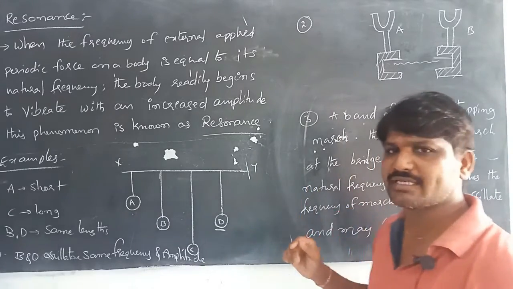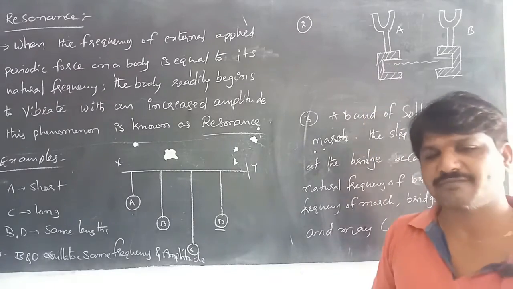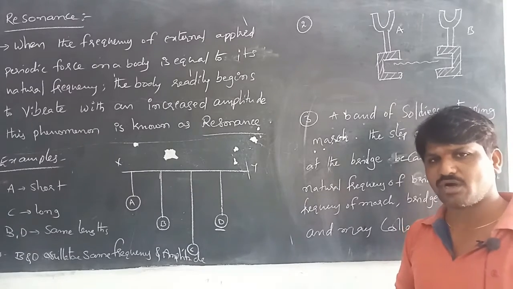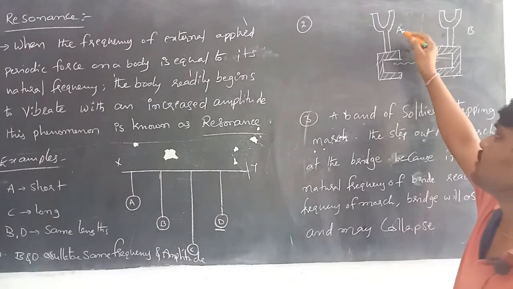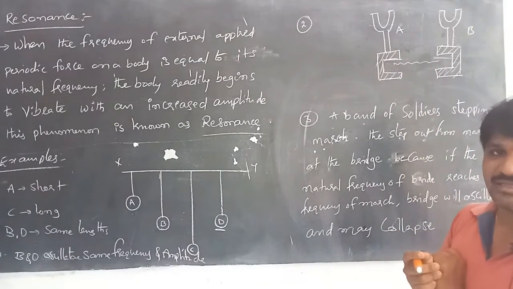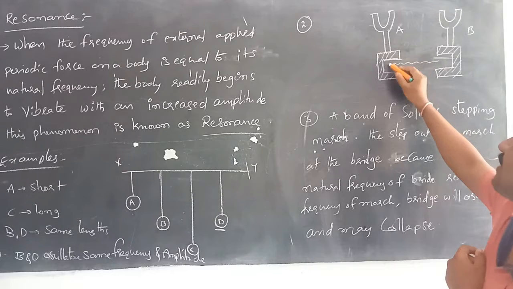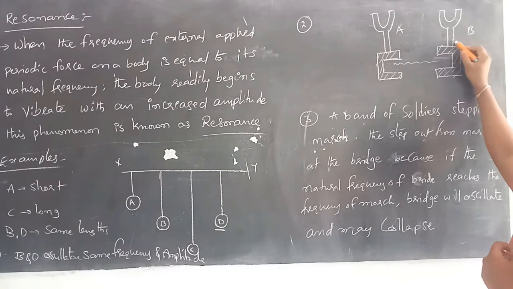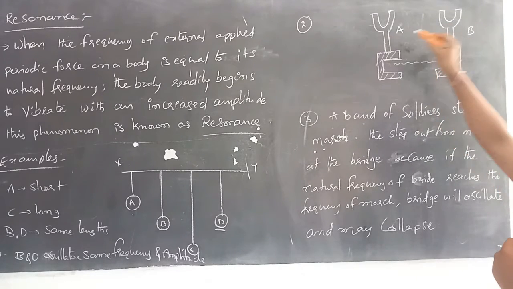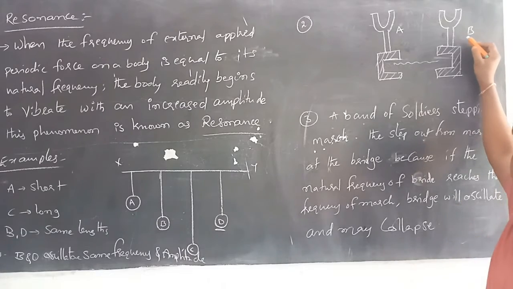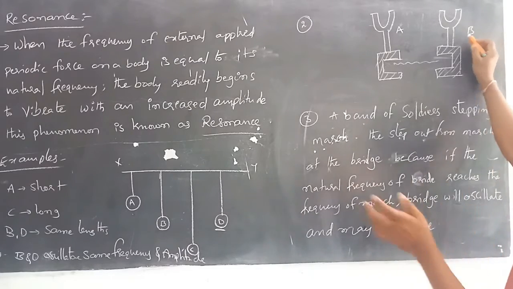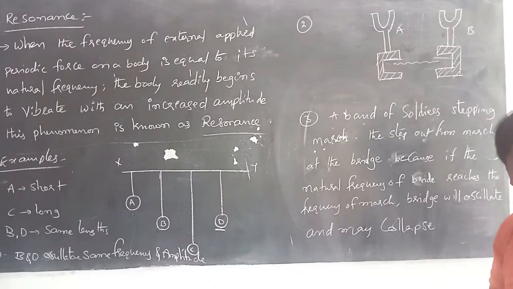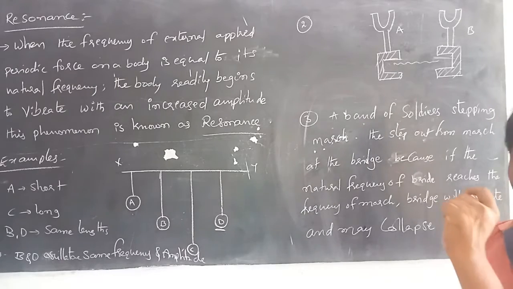Another example is when we take two tuning forks of the same frequency fixed into a hollow wooden box. Whenever tuning fork A is vibrated, due to resonance the vibrations reach B and set it to vibrate. Due to the effect of A, the second tuning fork also vibrates at the natural frequency that A has. So both vibrate with the same frequency and amplitude due to resonance.